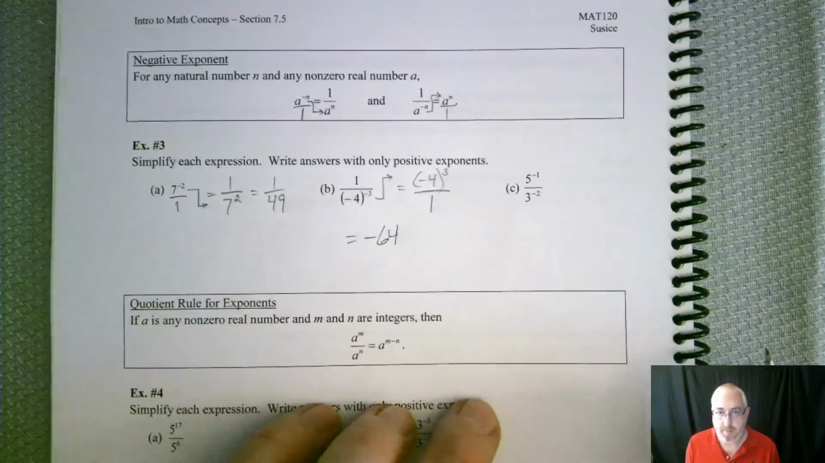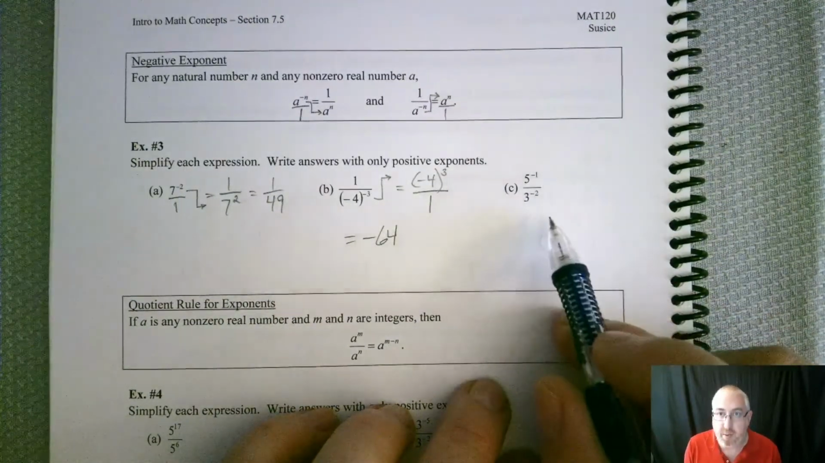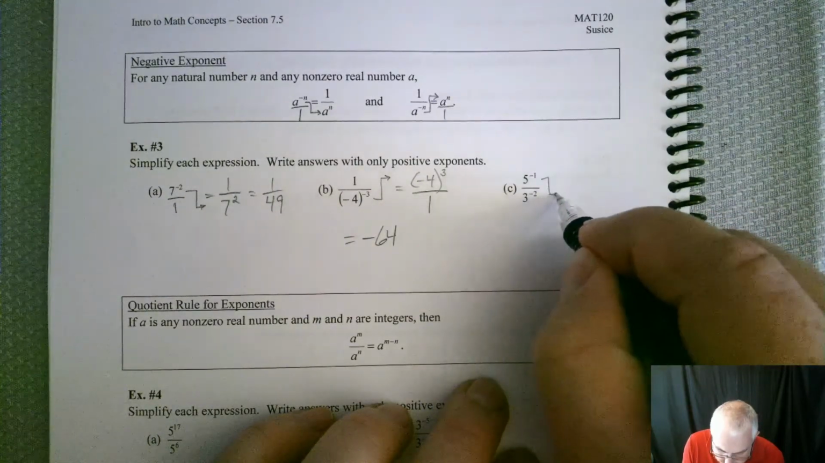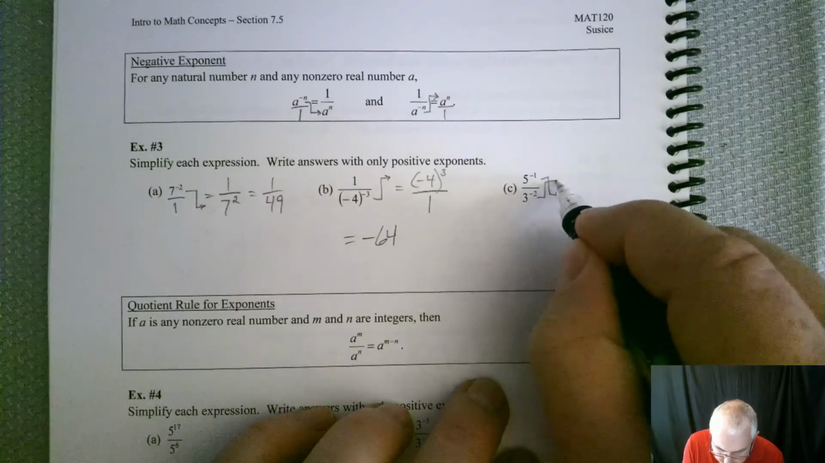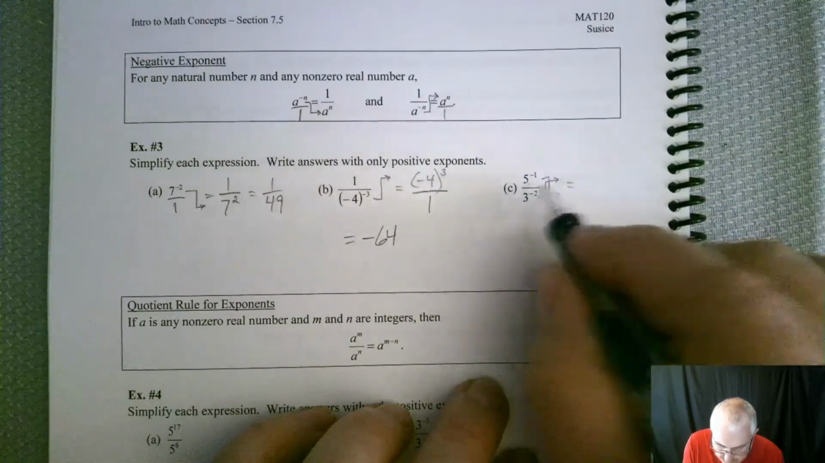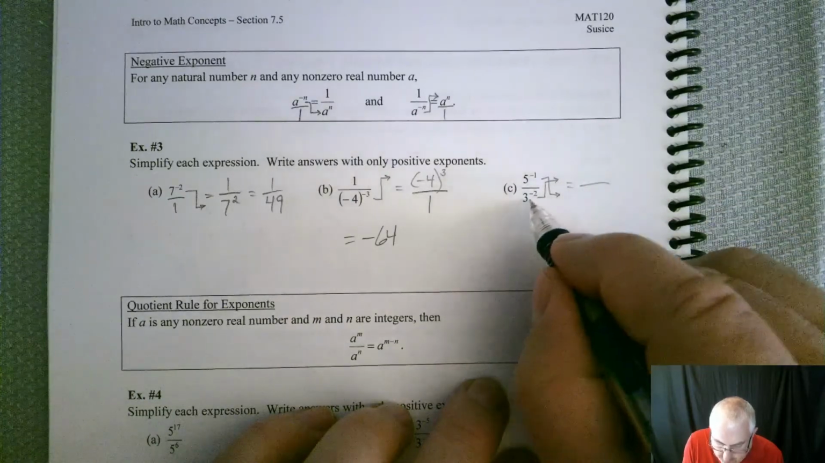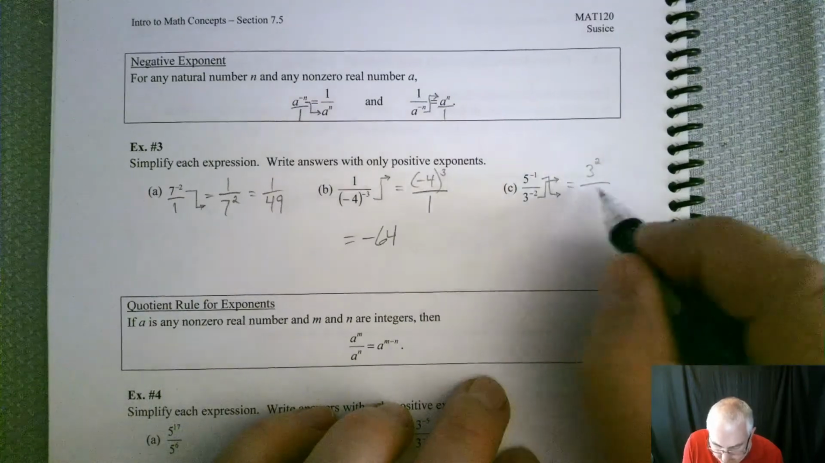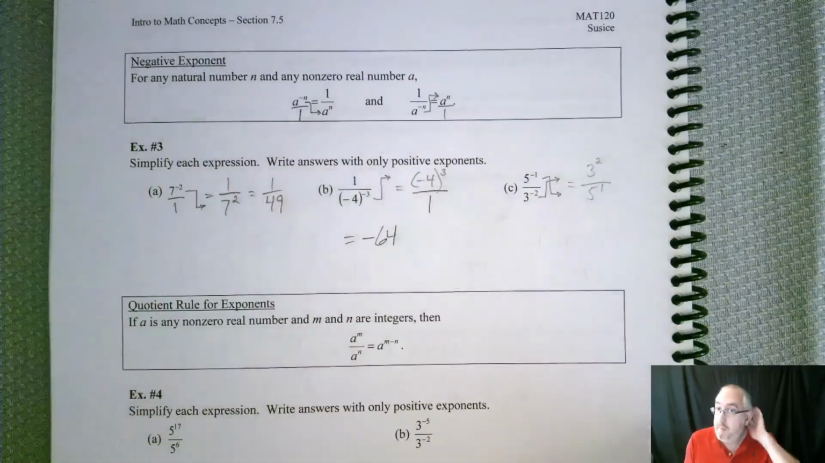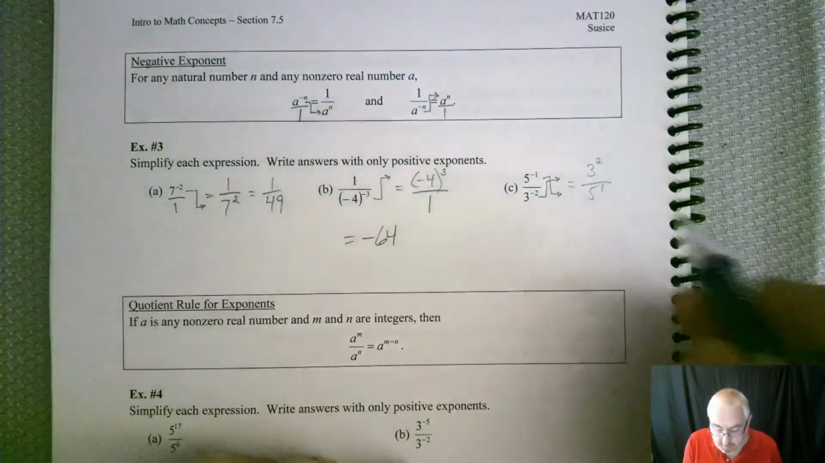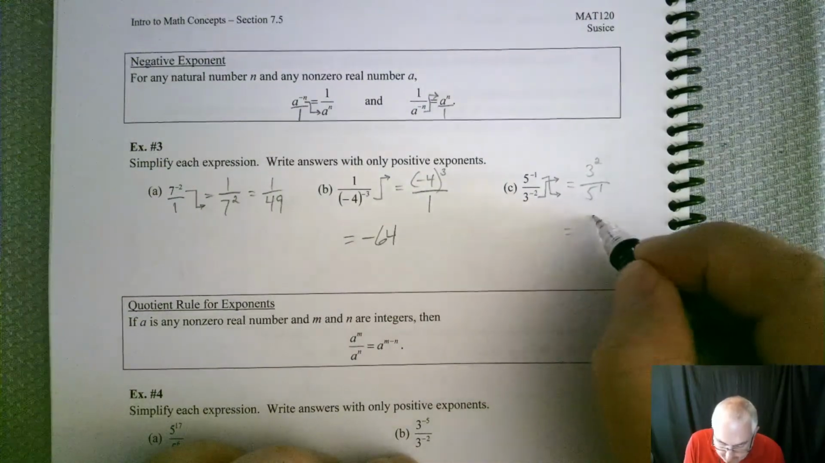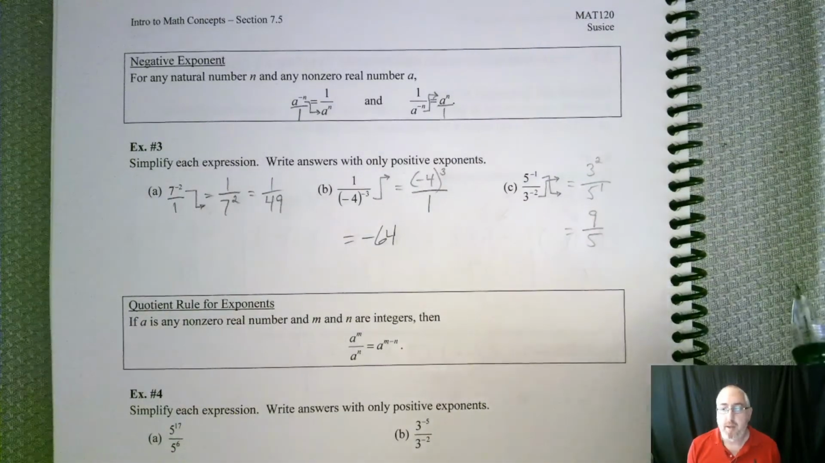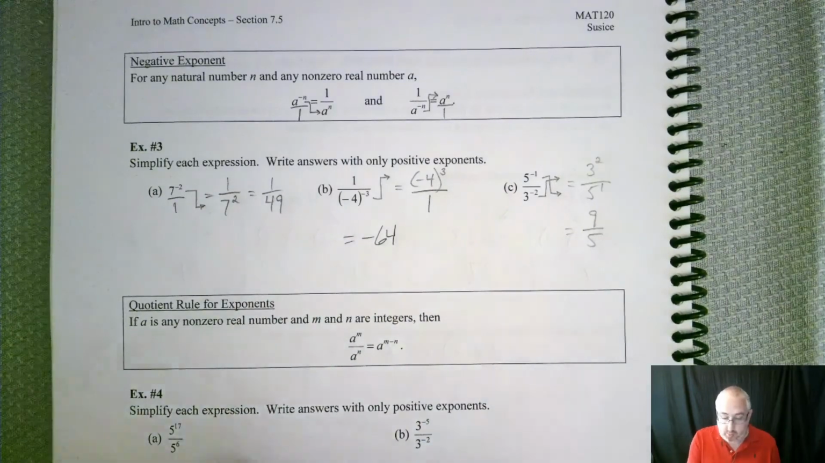The last one's a good one, because now you've got two negative exponents. So we got to move them both. So the top one goes down to the bottom, and the bottom one goes up to the top. So 3 to the positive 2 better go up to the top here. 5 to the positive 1 better go in the bottom. And so now 3 to the second power better be 9. 5 to the first better be 5. Done.